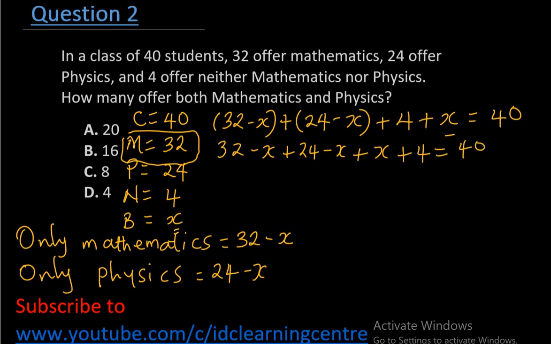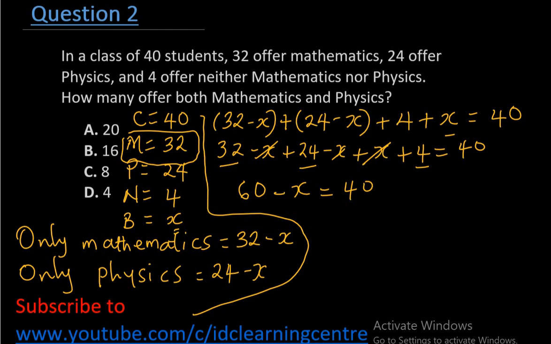40. Let's sum up the whole numbers. 32 plus 24 will give me 56. 56 plus 4 will give me 60. Minus X minus X is minus 2X. So let's say one minus X cancels X. I'll still be left with minus X. Okay, everything equals 40. Let's now mix this up with this.